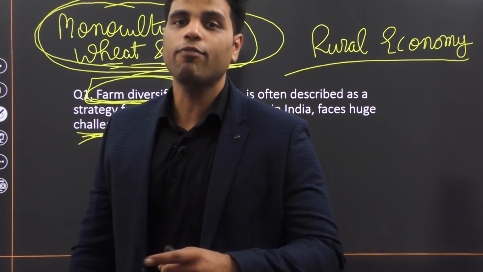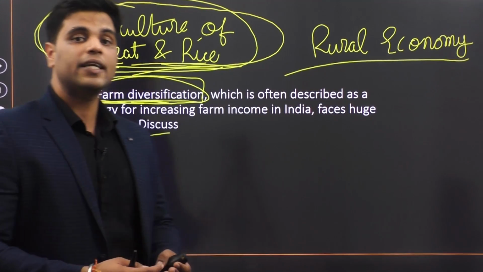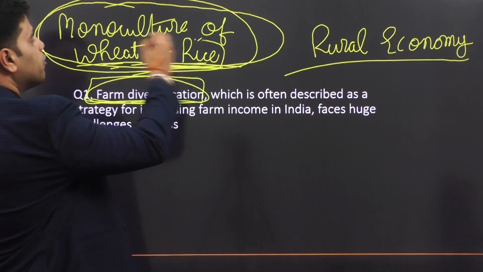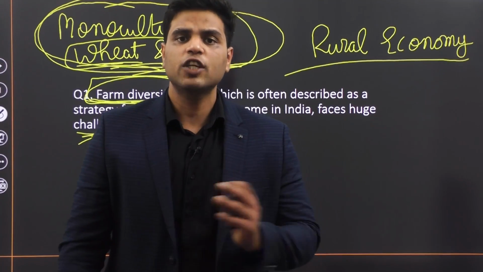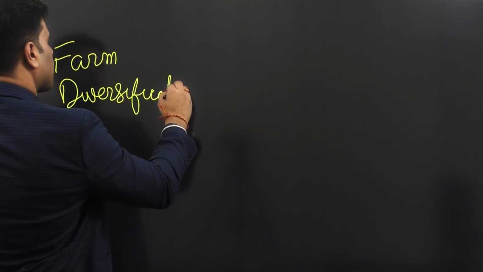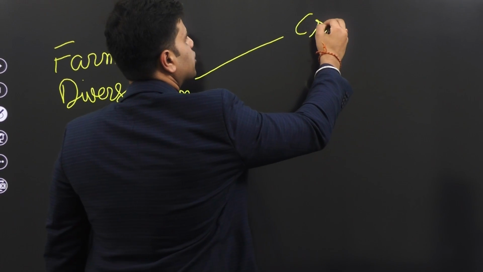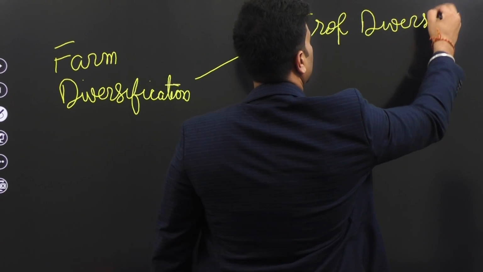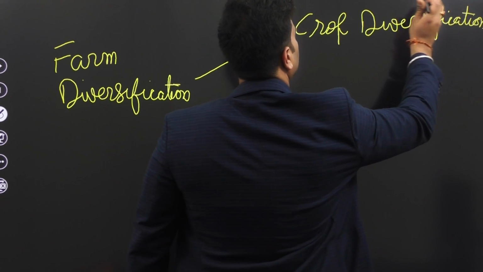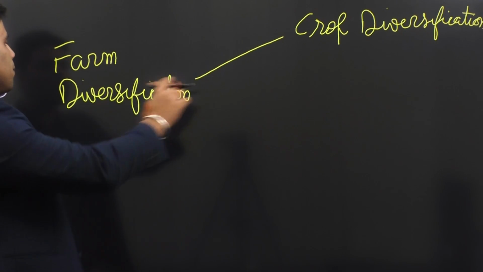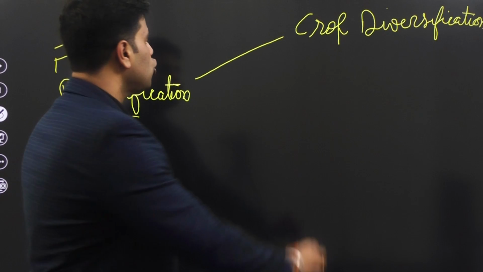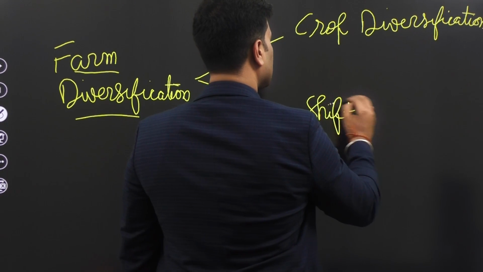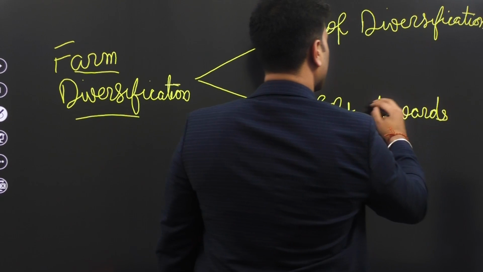Now, there is a need for farm diversification because our agriculture is absolutely dependent upon the yield and productivity of these 2 crops. Now, farm diversification in itself can be divided into 2 parts. Generally, the kind of mistake that people commit is, they collate farm diversification with crop diversification. But crop diversification is just one part of farm diversification. Farm diversification also includes a shift towards allied activities.